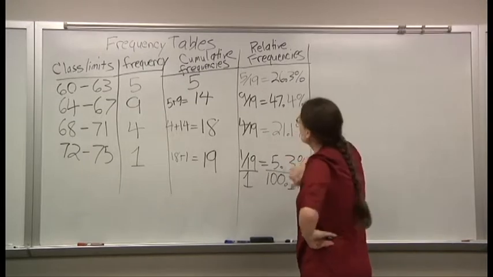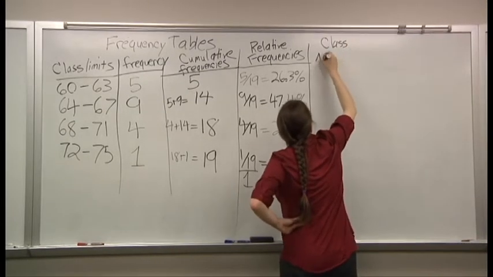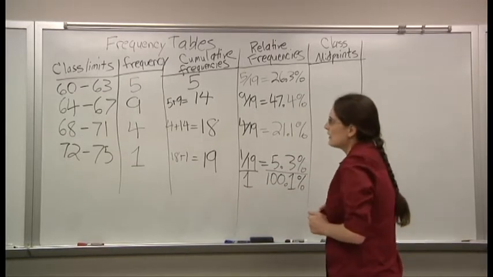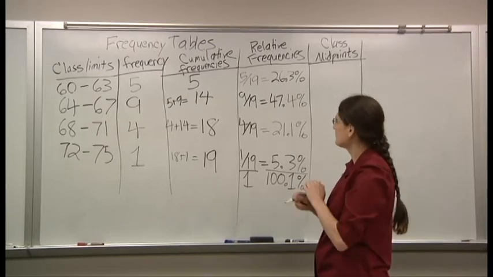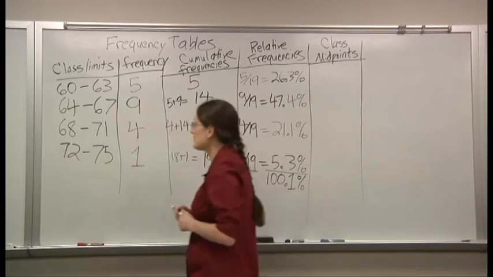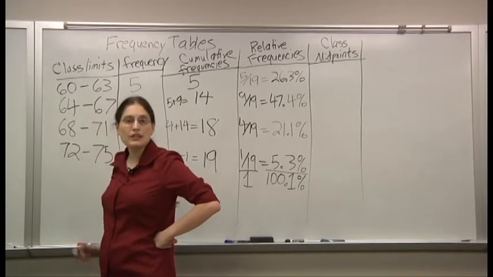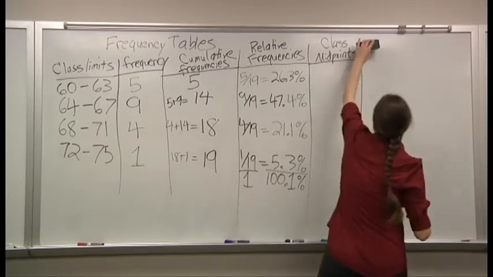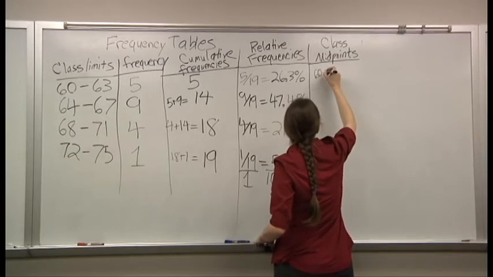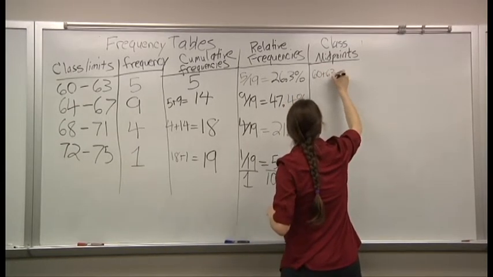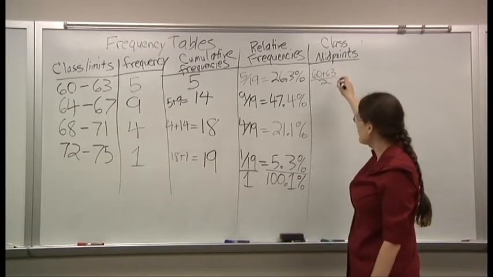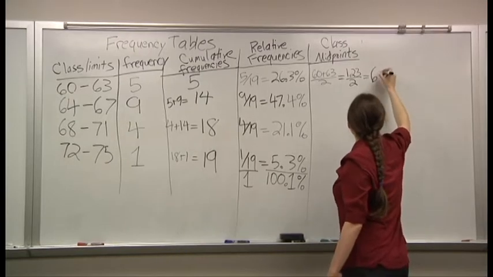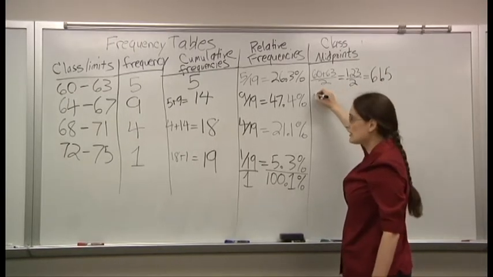So, the class midpoints. What do you think a class midpoint is? It's the middle of the class limits. Actually, I should make that column bigger. So it's in the middle of 60 and 63, which is 123 over 2, which is 61.5. Same with the other three.